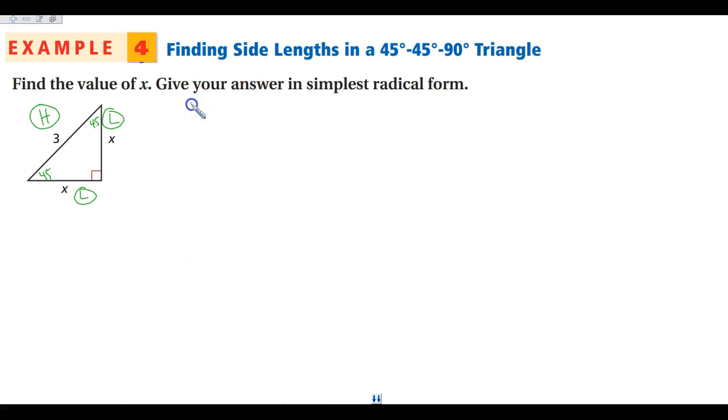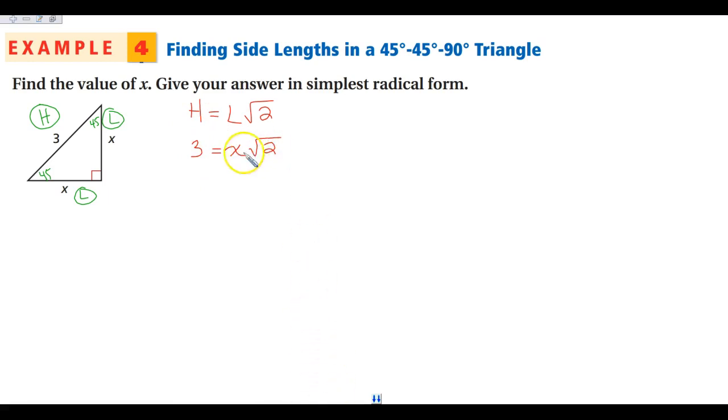So again, we're going to write: hypotenuse is equal to my leg times the square root of 2. Label the triangle, write your formula every single time. I can't say it enough times. Label your triangle, write the formula. All right, so my hypotenuse is 3. My leg length is x times the square root of 2.